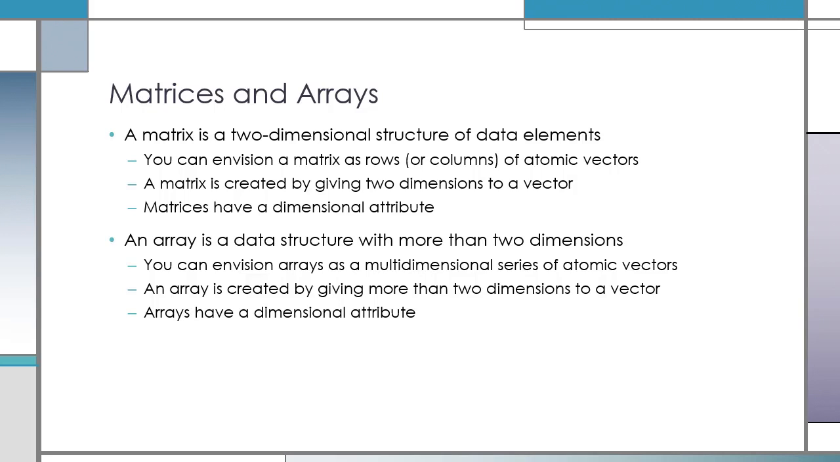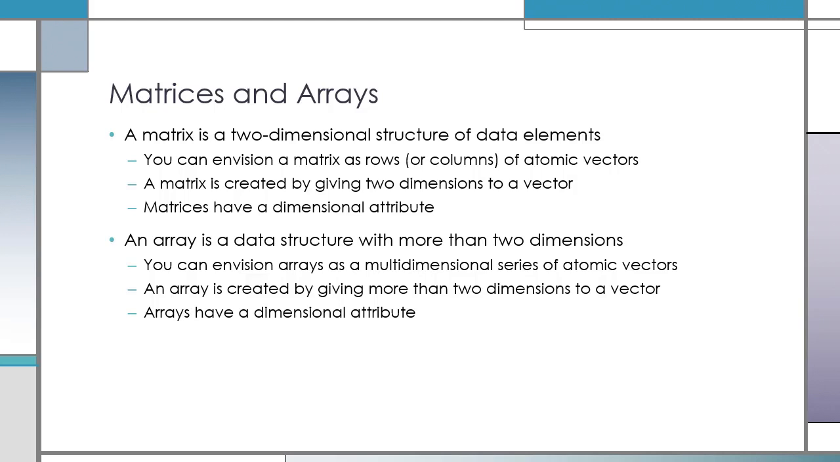Anytime you have more than 2 dimensions, this is an array as long as, again, it's atomic. That is, every data element within the array, in order for it to be an array, has to be of the same data type. An array can be created by giving more than 2 dimensions to a vector, and we have other ways of creating arrays as well that you will see. Arrays have a dimensional attribute, namely the dimension will be greater than 2.